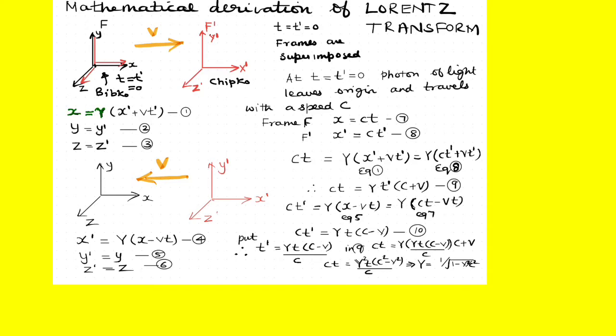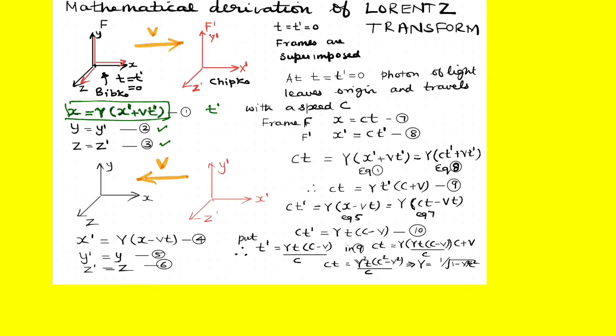Now gamma is what we want to derive. Gamma is called the length contraction coefficient, and this is equal to x dash plus vt dash. Now notice that since it is a Lorentz transform, we have t dash. Had it been a Galilean transform, the t and t dash would have been the same. We also notice that in the second and third equation, the y and the z coordinates remain exactly same. So this is the equation we have. Let me highlight it here. This is considered equation 1.